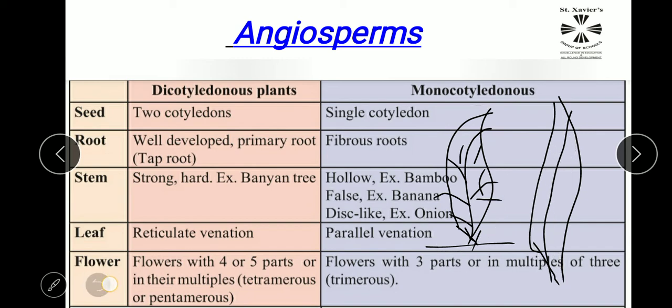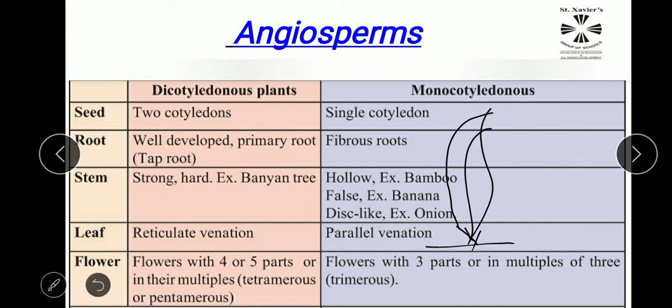Now we'll talk about the flower of the dicotyledonous and monocotyledonous plants. In dicotyledonous plants, flowers have 4 to 5 parts or their multiples. 4 is also called tetra. Tetra means 4, so we can say tetramerous, that means multiples of 4. Or 5 is called penta, so we can say pentamerous. That means the flowers have parts in multiples of 5 or 4. If it is a multiple of 4, we'll call it tetramerous. If it is a multiple of 5, we'll call it pentamerous, students.